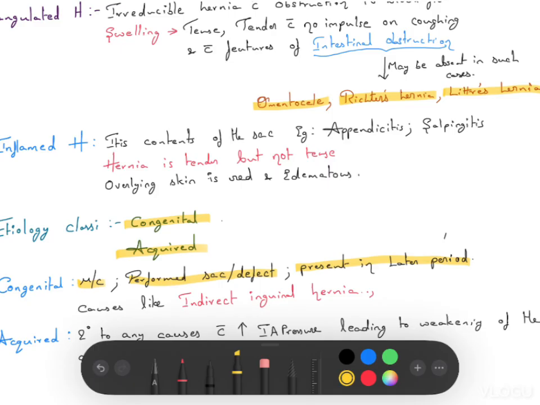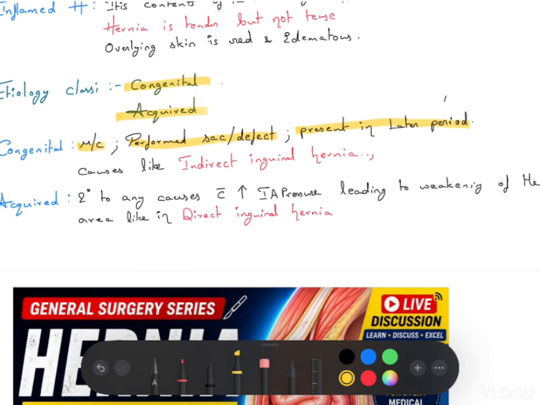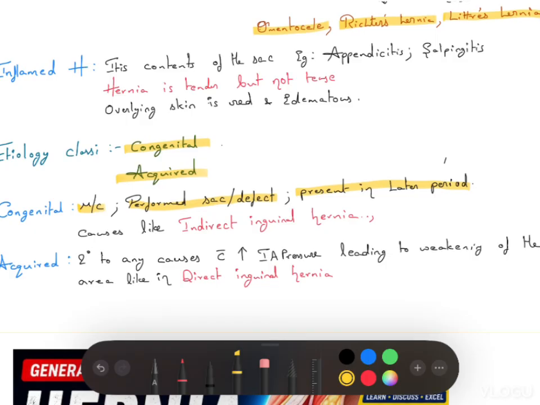Next we have inflamed hernia, that is inflammation of the contents of the sac, for example appendicitis and salpingitis. The hernia is tender but not tense. The overlying skin is red and edematous. Okay, so these are the types.